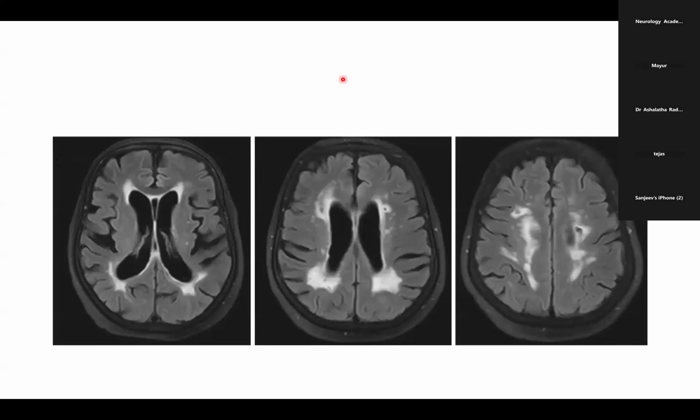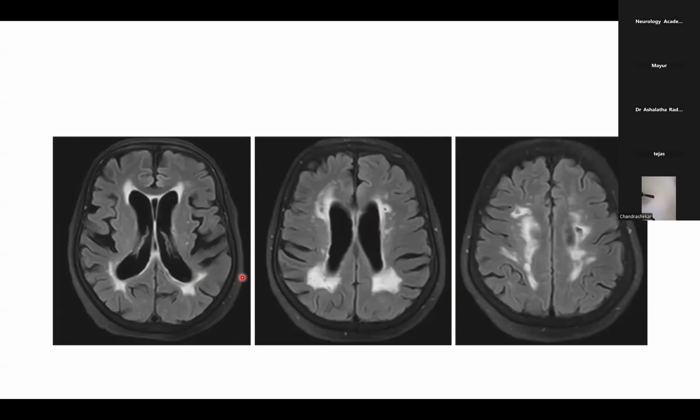Here we are seeing the image of MRI brain, which shows diffuse cerebral atrophy with periventricular and subcortical white matter hyperintensities. There are multiple small infarcts seen, and there are also grade 3 Fazekas changes seen in this image.